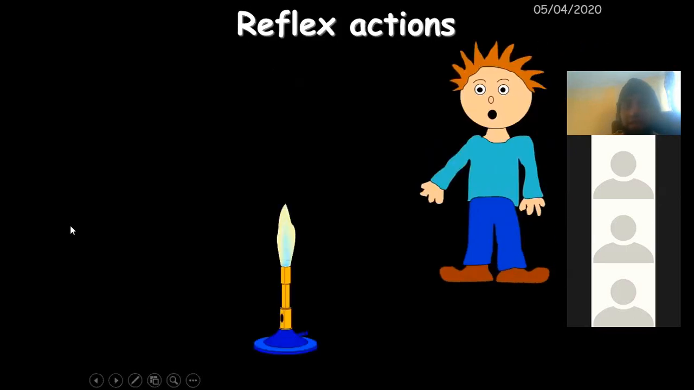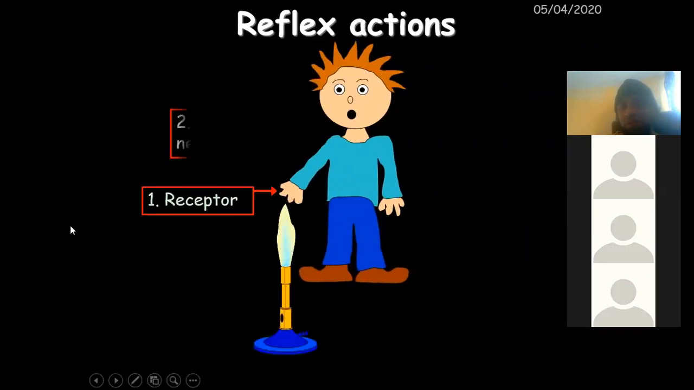So some of these reflex actions, like when you touch something hot, the signal goes from the receptor down your wire. Every signal travels through certain wires and cells to the brain or to the spine. The wire it travels through is known as your sensory neuron.